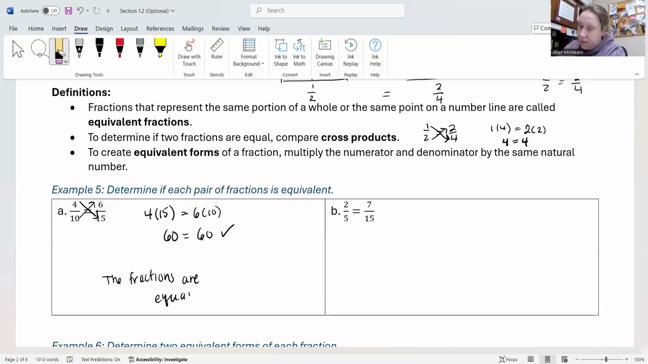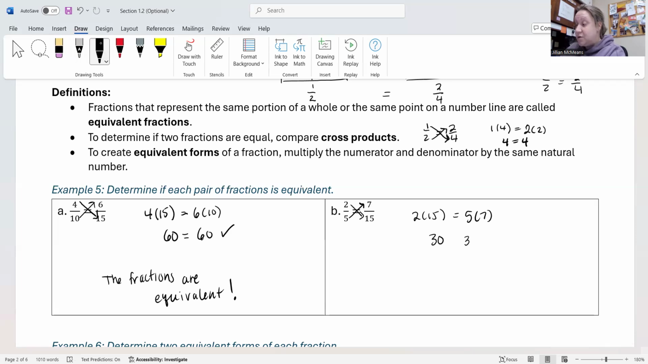Well, it'd be cool if I could spell equivalent. Equivalent. All right, so let's look at example 5, part B. So again, we're going to cross multiply, so that's one numerator, the opposite denominator, one denominator, the opposite numerator. So like so. So I'm going to take 2 times 15. I want to know, does that equal 5 times 7? Well, 2 times 15 is 30.